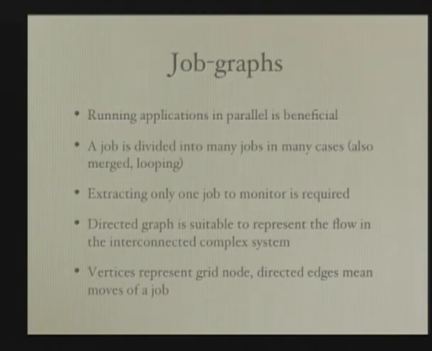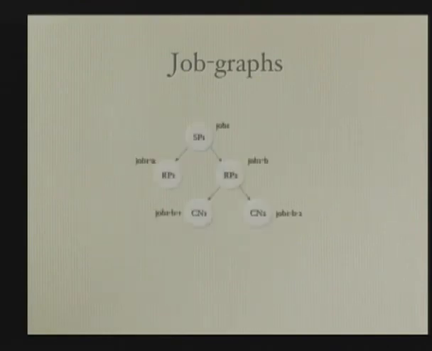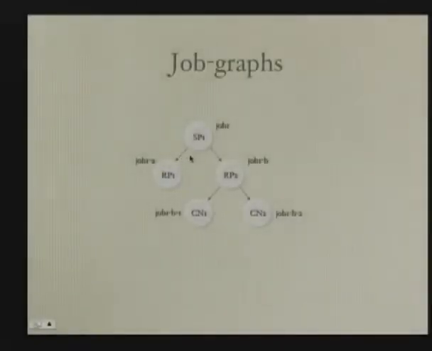A directed graph is a suitable data structure to represent the flow in an interconnected complex system like a grid. This is an example of a job graph. The vertices denote the grid nodes, like service providers or resource providers, head nodes or compute nodes, whatever. And the edges denote job assignments. In this case, job 1 is divided into job 1A and job 1B, and then job 1B is also divided into job 1B-1 and job 2.